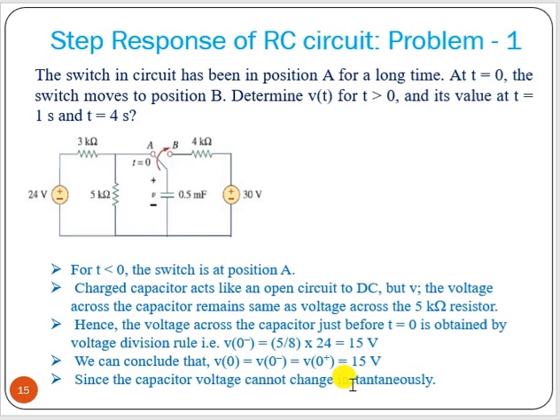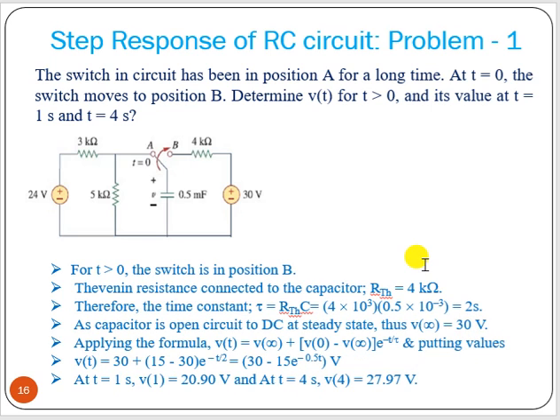Because the capacitor voltage cannot change instantaneously. Now when this shifts to B, what happens? Now this part is open circuited, and this is connected to the 30 volt source. Then the capacitor is open circuited at infinite time. Then what is the voltage across the capacitor? That will be 30 volt.